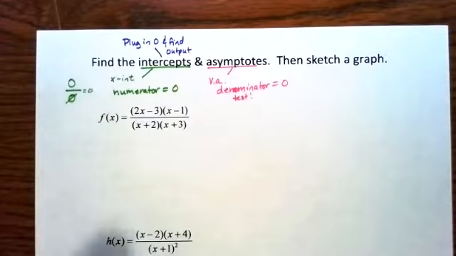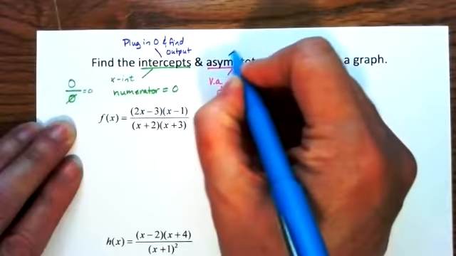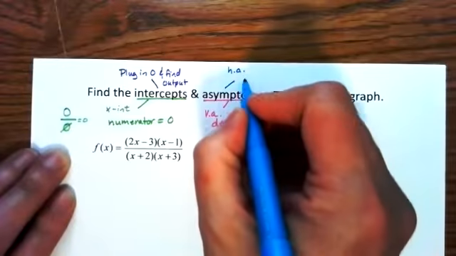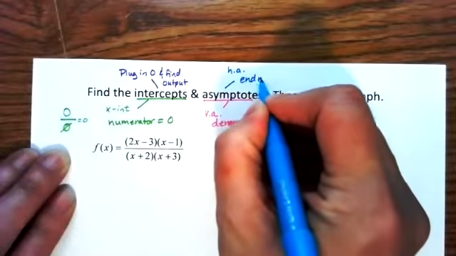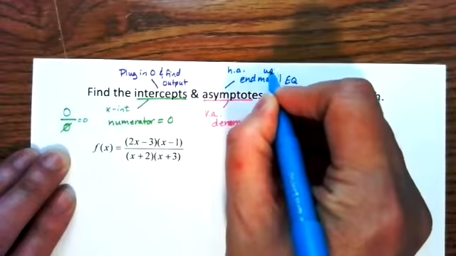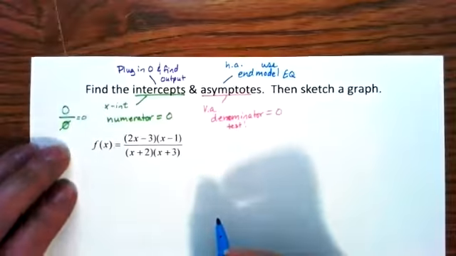And the horizontal asymptotes, this is where we need to think about end behavior. So for horizontal, we will build an end behavior model equation. Let me write that this way. We're going to use an end model equation.